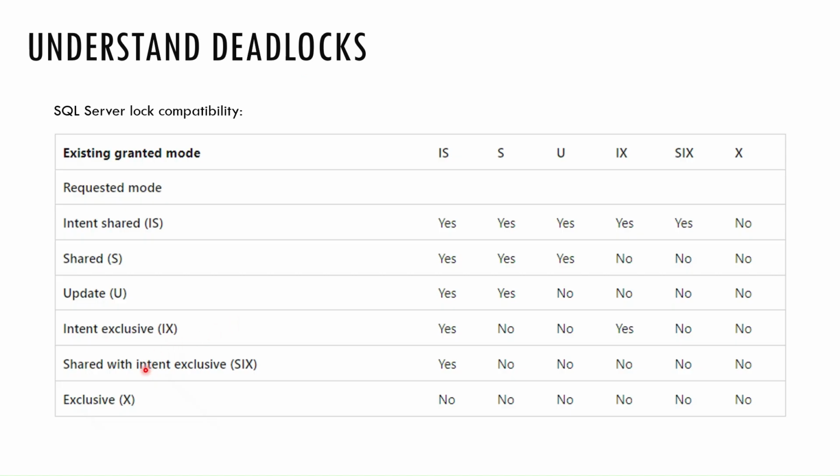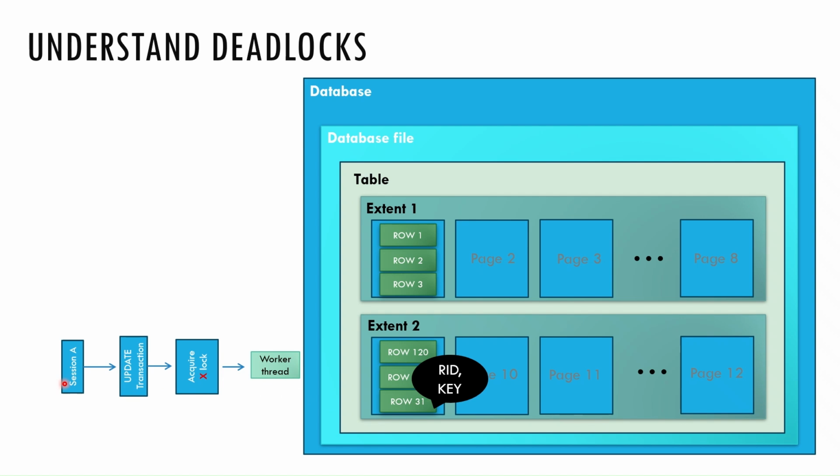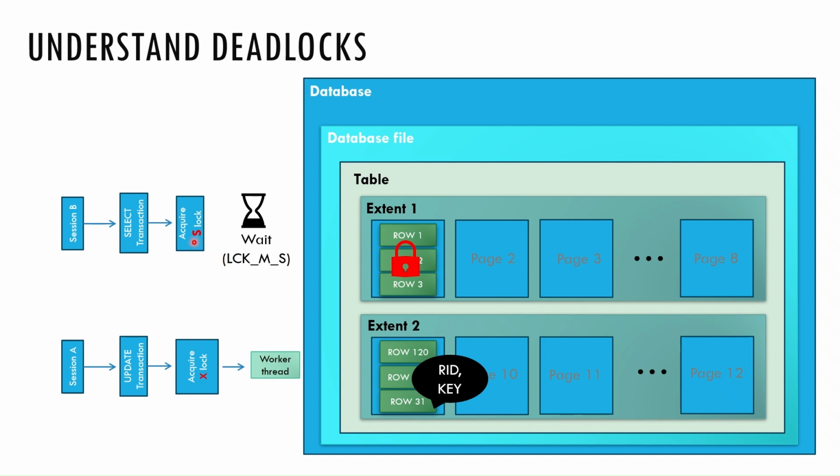This is a table of lock compatibility in SQL Server. As you can see, some locks like the exclusive lock are not compatible with other locks. This causes lock contention in SQL Server, which we call blocking. For example, in session A, a transaction acquired an exclusive lock on this page because it is running an update statement. While this transaction is running, another session started with a select statement and tries to acquire a shared lock on the same page since it needs the data in this page also. However, as shared and exclusive locks are incompatible, session B cannot acquire the lock until session A releases the exclusive lock.